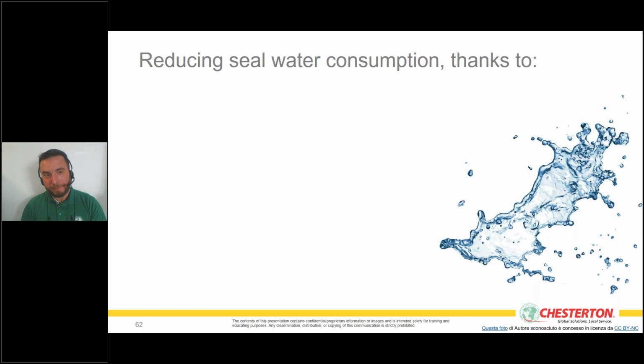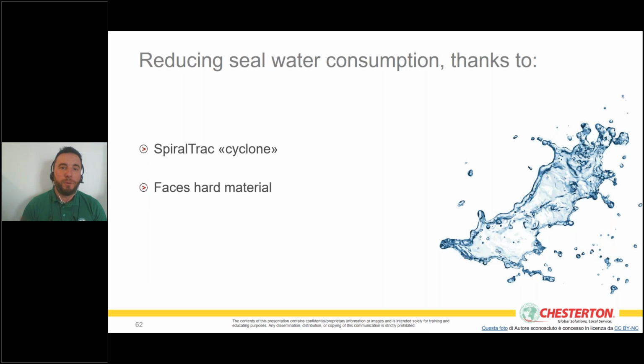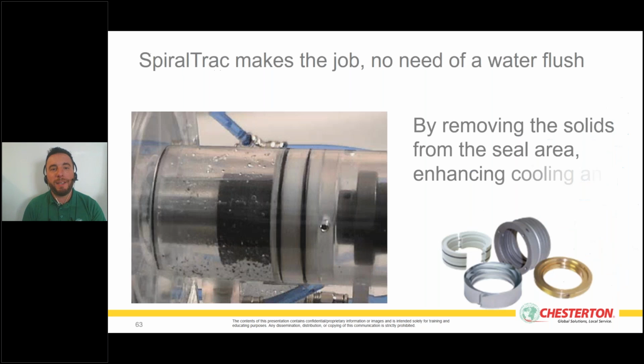So, next slide, please. We will see how to reduce seal water consumption thanks to spiral track device, the same that we use for the packing, faces hard material, and faces design. These are the 3 ways we can help to reduce seal water consumption. The first one is the spiral track. The spiral track device is a static device that we put in the bottom of the seal chamber, and that makes the job of cleaning the seal chamber from the solid. That's the reason why you do not need any more the water for the flush, or you need 10% of what you are using before.